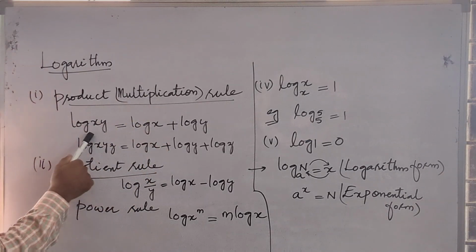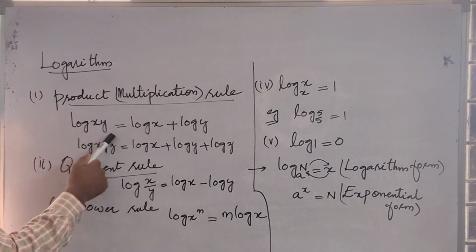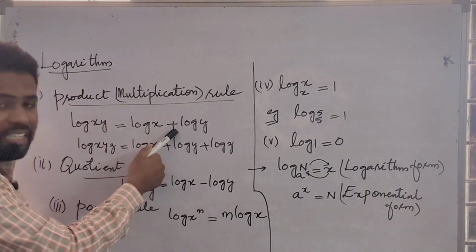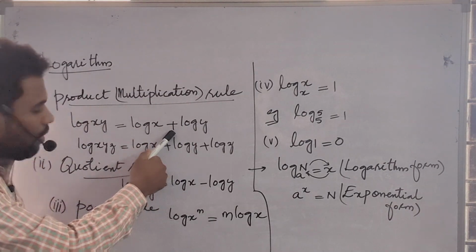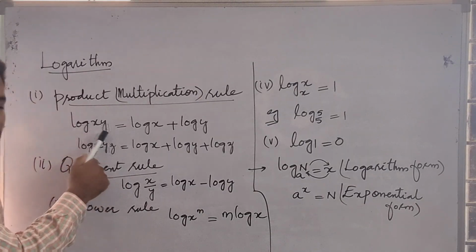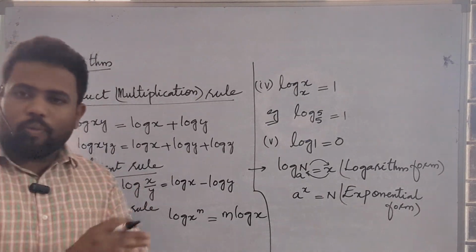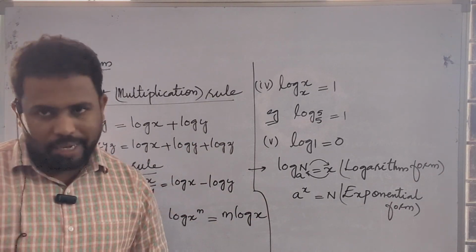Clear. So if you see carefully, these two values x and y are multiplying with each other. With multiplication, we have to expand the log by writing plus in the middle. So we expanded the log by writing plus in the middle. If it is 2 values multiplying, 3 values, or more than 3 values multiplying, it doesn't matter. Whatever the number of values multiplying, you have to expand the log by writing plus in the middle.